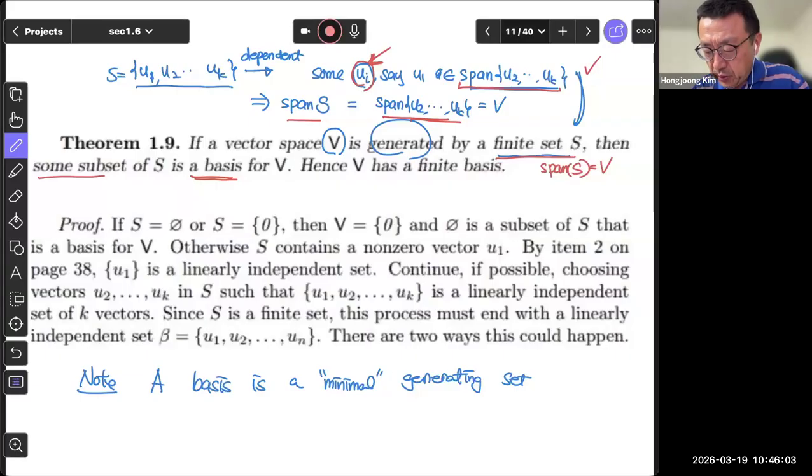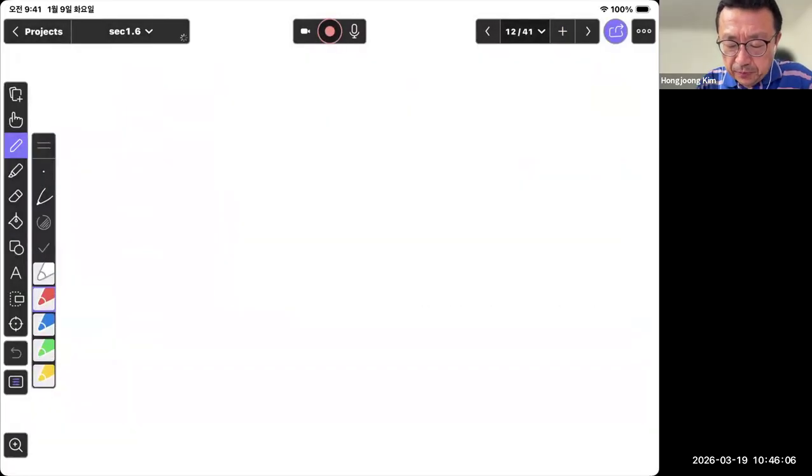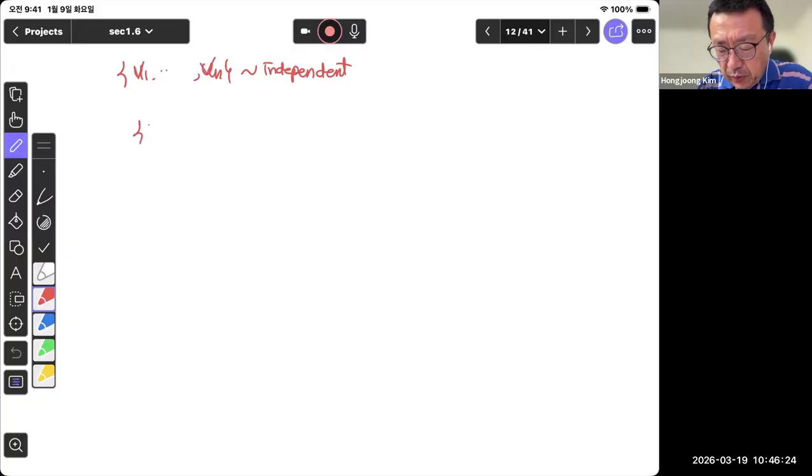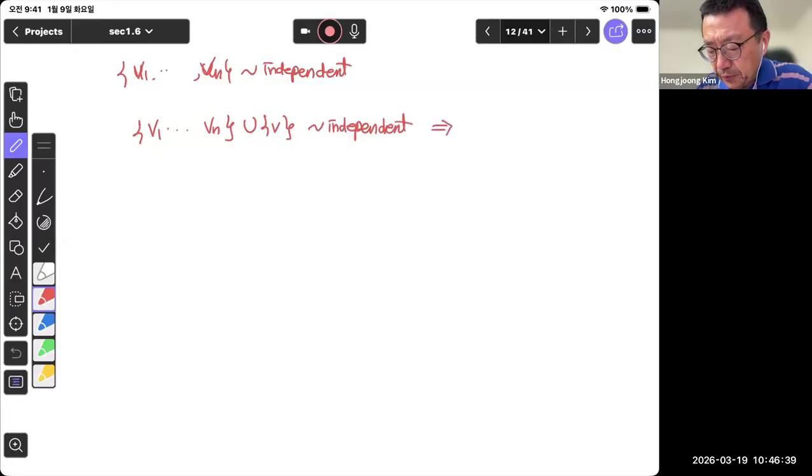Because as we proved, given u1 up to un, if I know that v1 up to vn is linearly independent, then the union of v1 up to vn and another vector v is independent if and only if v is not in the span of these n vectors.